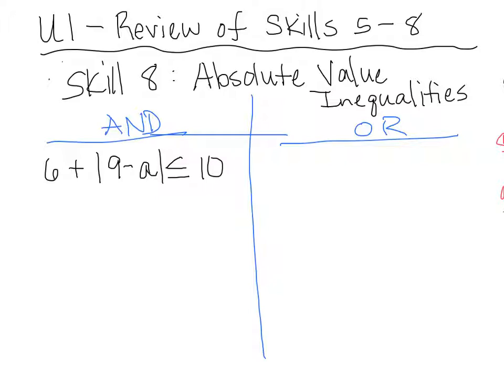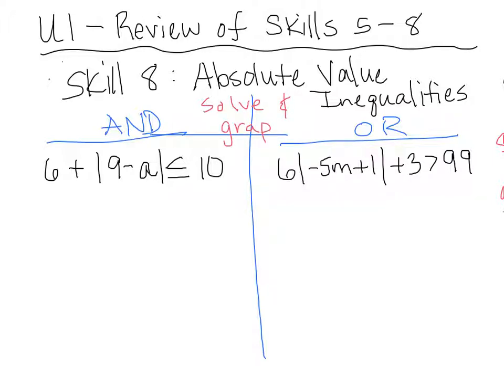And on the "or" side, we have 6 times the absolute value of negative 5m plus 1, and then a plus 3 on the outside is greater than 99. Okay, your directions are to solve and give me that number line graph. So for the last time here, I'm going to pause the video. I'm going to give you a chance to work out both of these, and then you can compare your work.